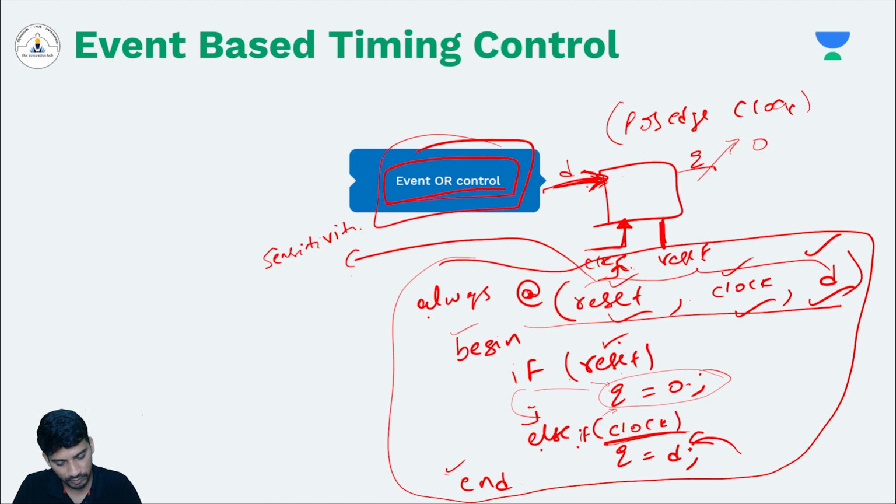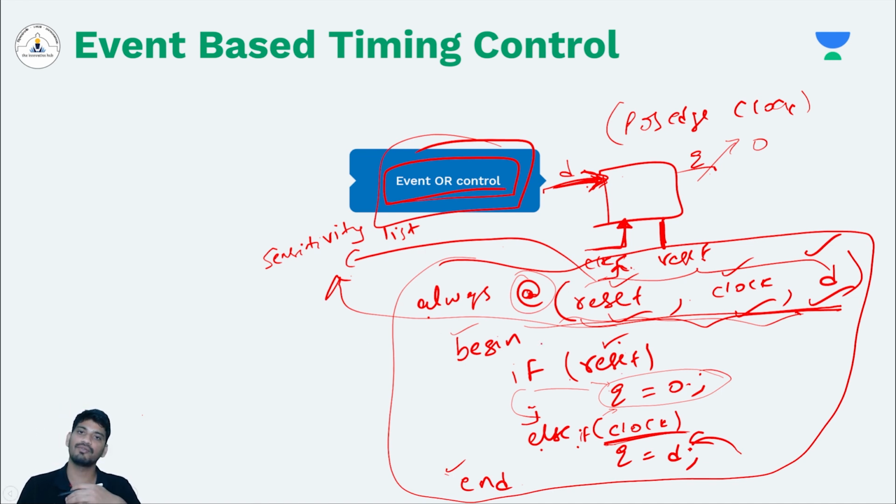Sensitivity list. Whatever the list of variables that are available here, based on their sensitivity, whether they are changing or not, the event will be triggered. That is why it is called sensitivity list. Now let's say your design is very big and has a lot of sensitivity parameters, like many variables a, b, c, d, e, f, g. To define all these inside the always block is not a feasible way.